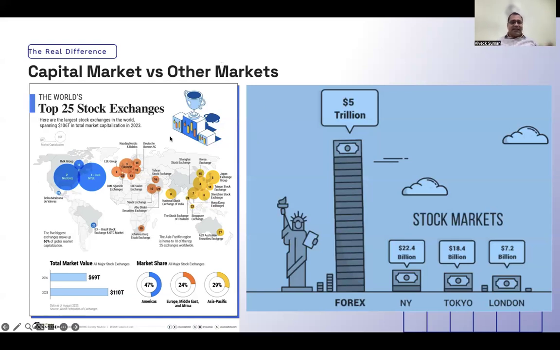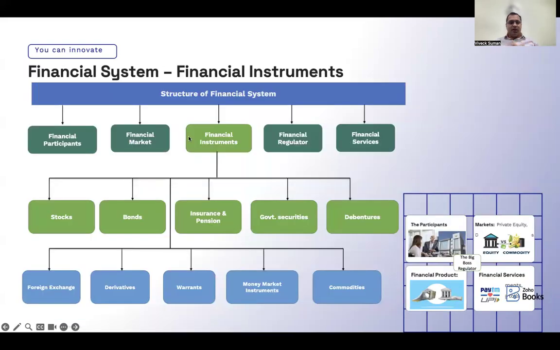Okay, good. Let's start. So, 25 stock exchanges. Please go and look into that assignment. Very critical. Tomorrow we are going to discuss it, or I might ask a question from your own assignment. So be ready for that. Then we looked into financial instruments. So we covered financial participants, we covered financial markets, and then we went into the instruments. Instruments, of course, are stocks, bonds, insurance, pension, government securities, and debentures.